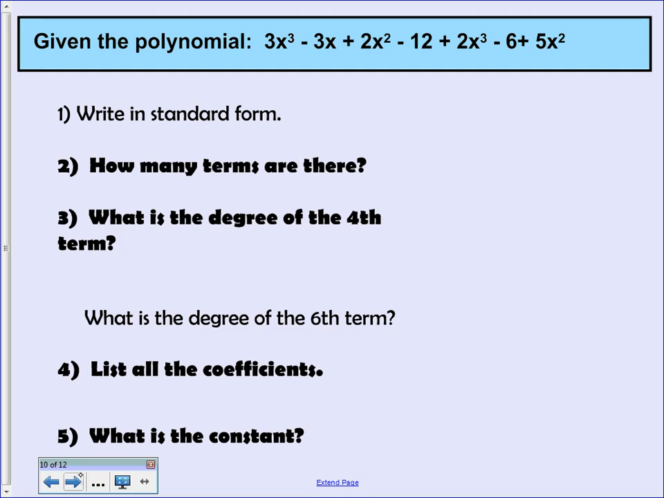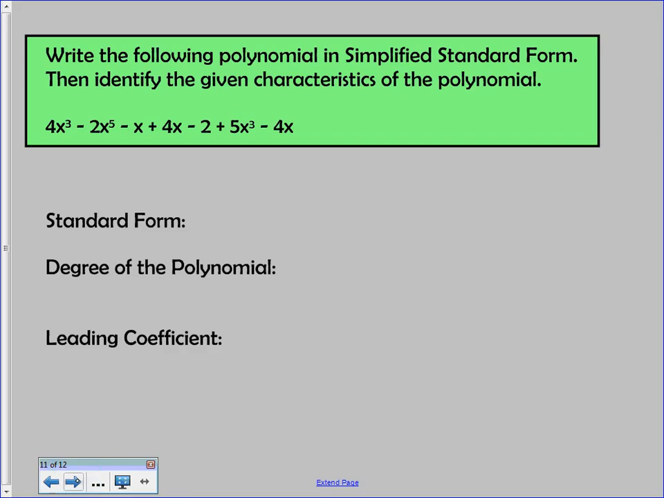So I want you guys to go ahead and finish up this on your own. So really try and get those in standard form. Okay, remember you want your exponents going from highest to lowest. You want your constant at the end, and remember that a constant is not a coefficient. So please go through and answer these 5 questions. Once you're done, I want you to go ahead and answer these questions. So finish out the back of this worksheet.